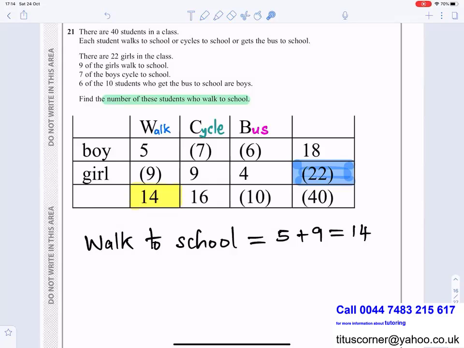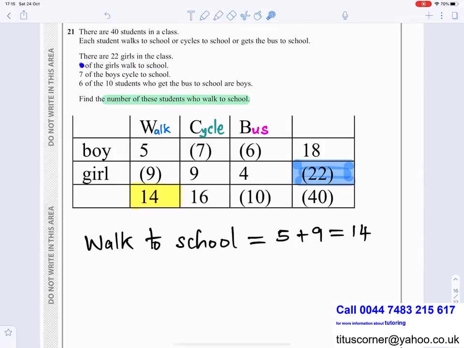So it's best to do it in a table form because there's lots of information. So it's boys and girls. In one column, you put boy and girl, and they're either walking, cycling, or taking the bus. And then at the end, you have the totals. So we put in the information that they've given us.